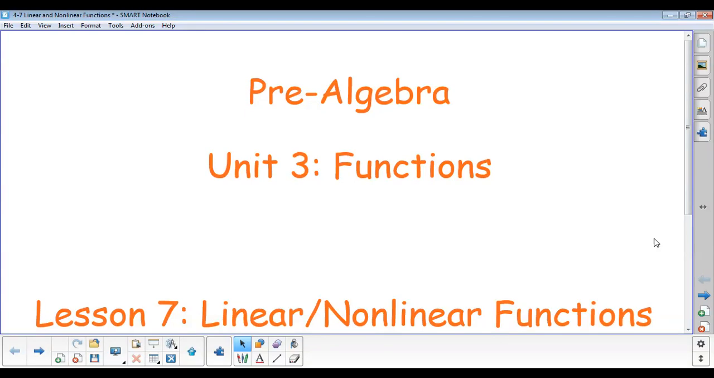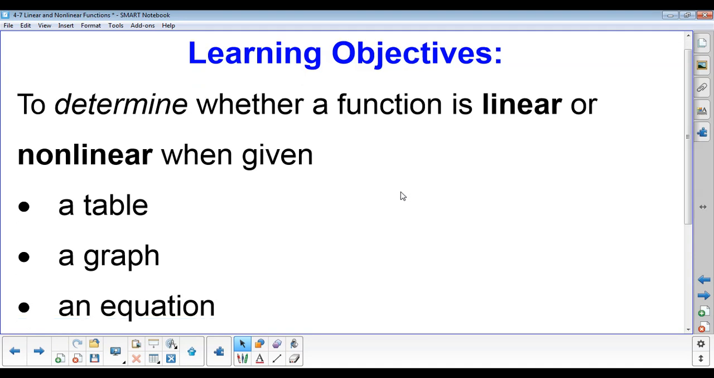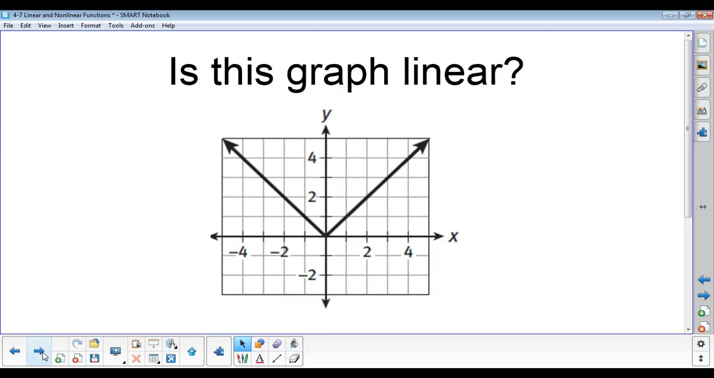All right, kids, it's time for another lesson. Today we're going to be doing Chapter 4, Lesson 7, Linear and Nonlinear Functions. So our learning objectives are to determine whether a function is linear or nonlinear given a table, a graph, or an equation. So just for starters, let's get our brains thinking.